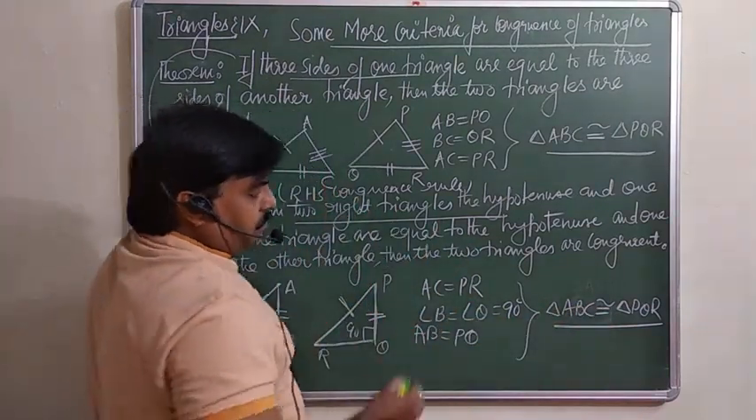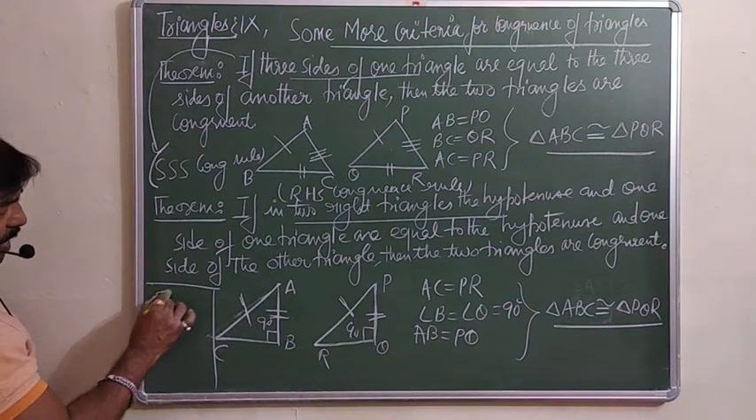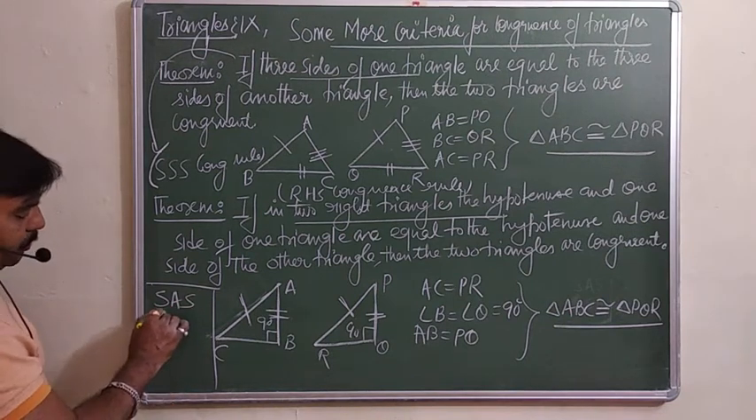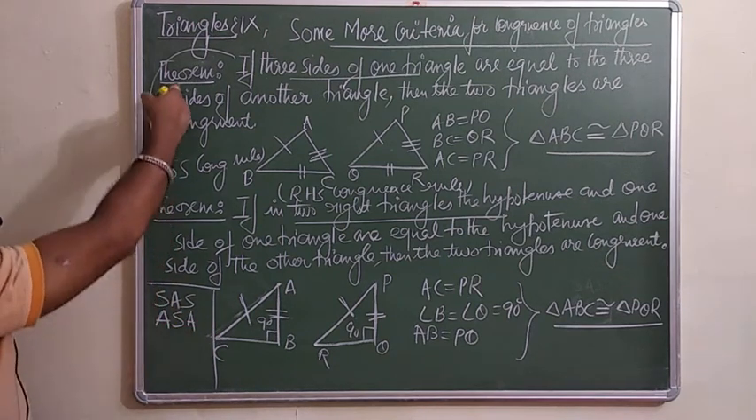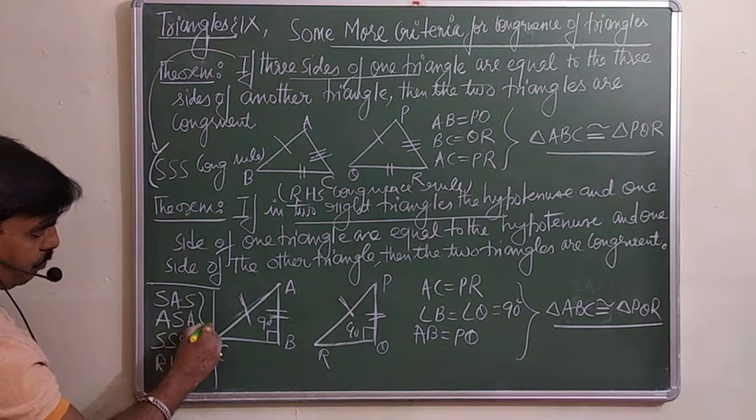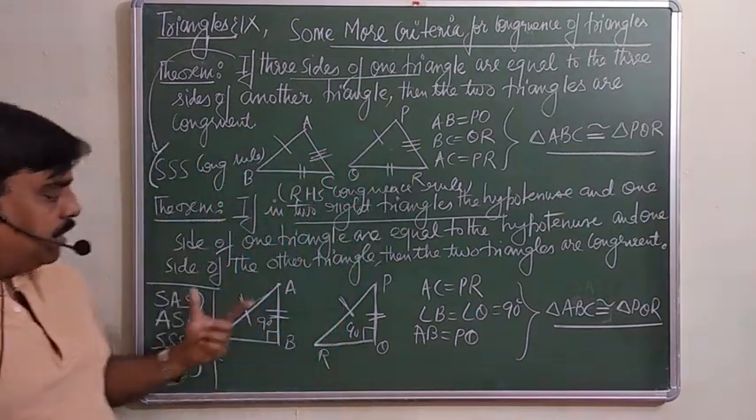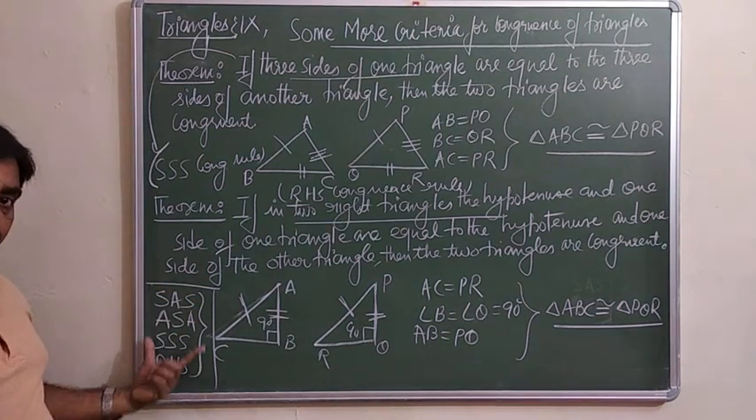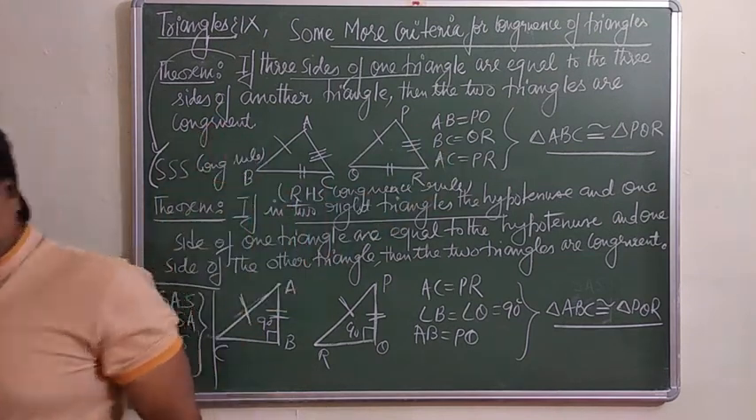So finally we have four properties now. First is SAS, two sides and the included angle. Then ASA, two angles and the included side. Third is triple S, and the fourth is RHS. Any one of these rules you can apply if you want to make two triangles congruent, whichever is suitable. After that you can declare the triangles congruent. Have a look.